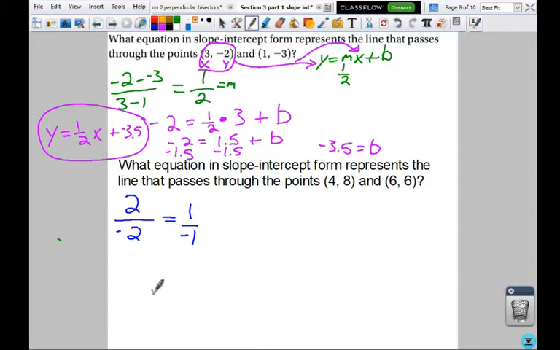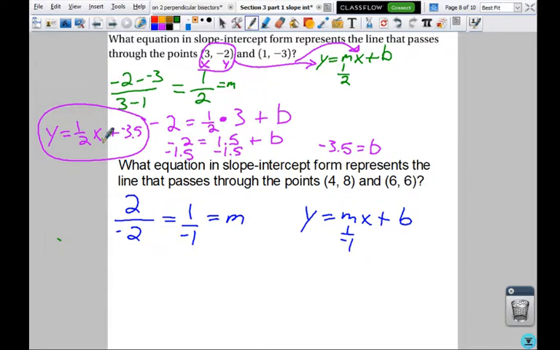So if you left it like this, it's not wrong. We can just reduce it to 1 over -1, because you can divide by 2, divide by 2. All right, so this is our m right here. So I'm doing y equals mx plus b. I found my m, 1 over negative 1. Now I gotta find the b, and this is where I think most people are getting confused.